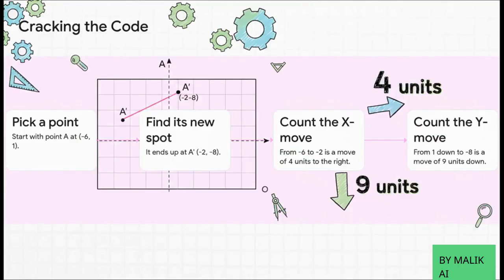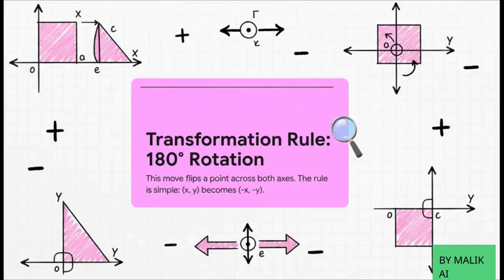It's actually super simple. All we have to do is pick one point and follow its journey from start to finish. Let's use point A. It starts at (-6, 1) and lands at A', which is at (-2, -8). Okay, let's count it out. To get from -6 to -2 on the x-axis, you have to move 4 units to the right. And to get from 1 all the way down to -8 on the y-axis, you have to move 9 units down. And that's our rule. Right 4, down 9.